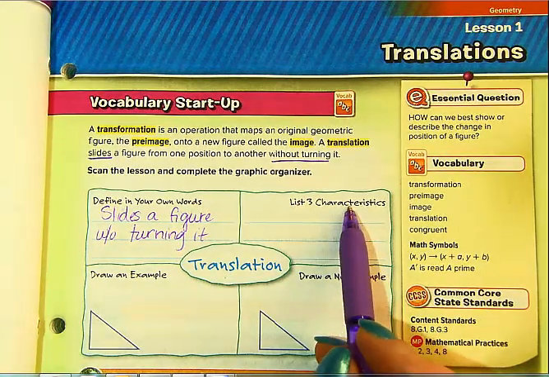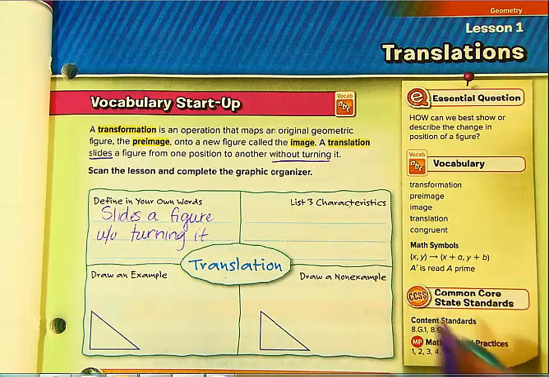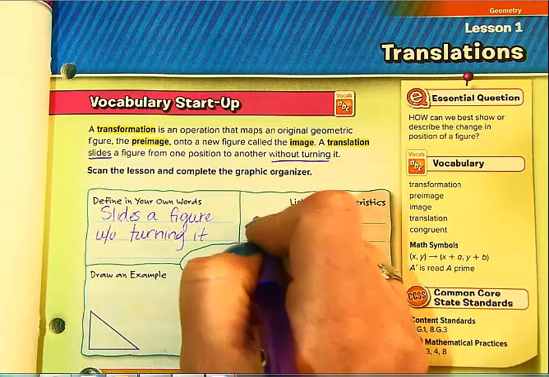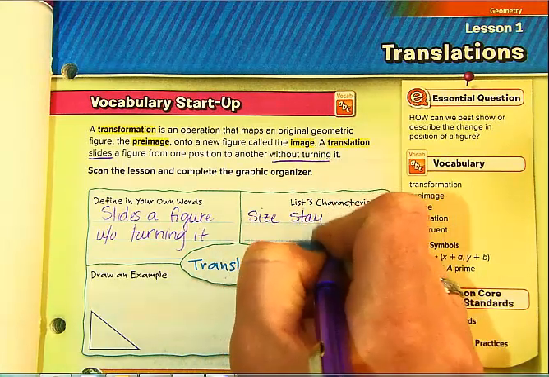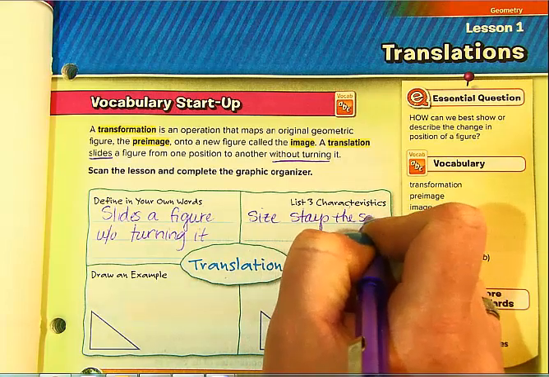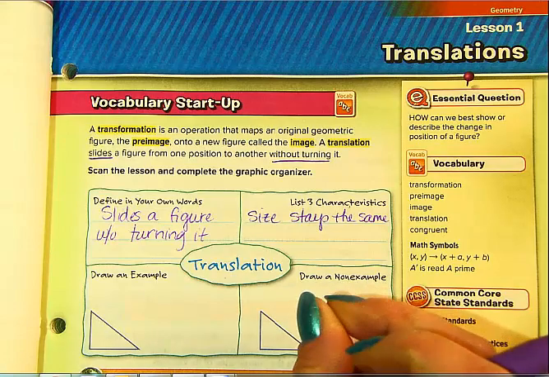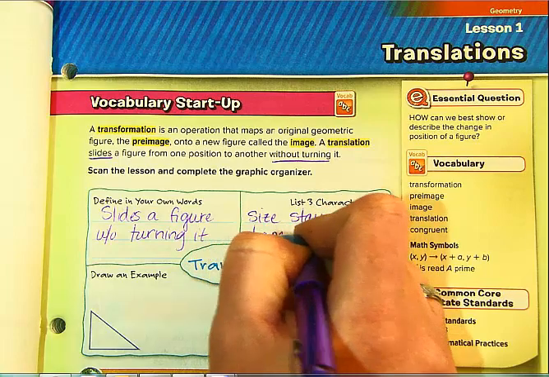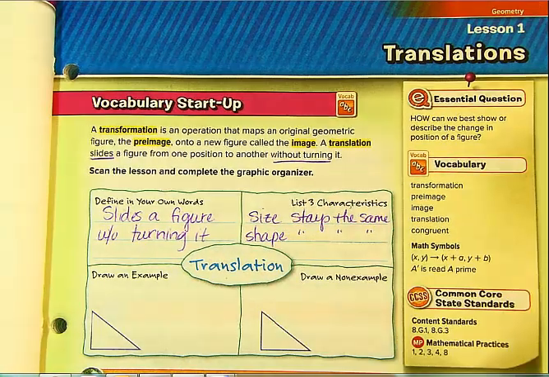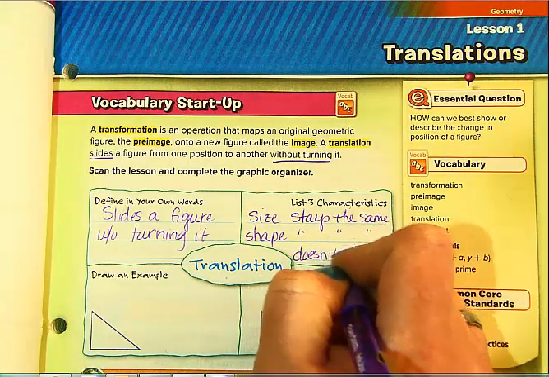List 3 characteristics. Well, the 3 characteristics, let me think about this first. One characteristic is that it stays the same, so the size is the same. It doesn't make it larger or smaller, it just moves it. Also, the shape is the same. I'm not going to write that out again, I'm just going to write this because that means the same word. Shape stays the same. And finally, it doesn't turn. It always faces the same way.